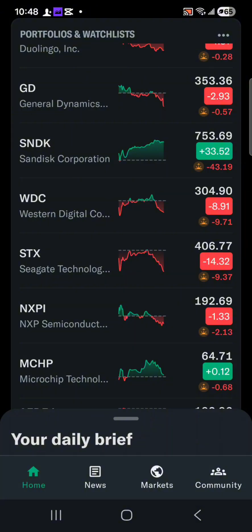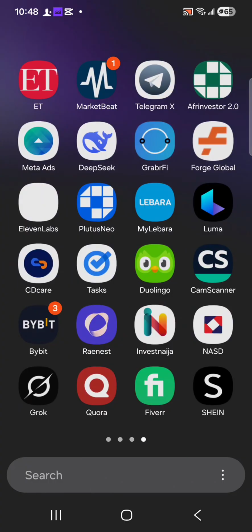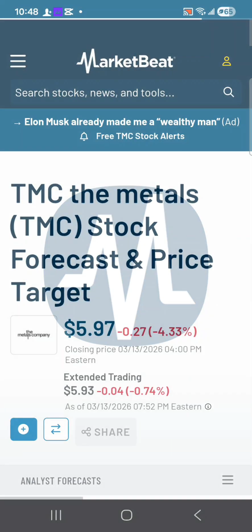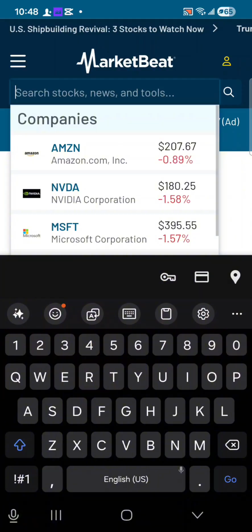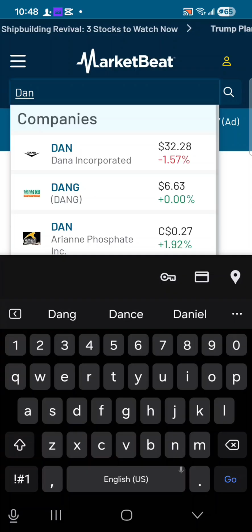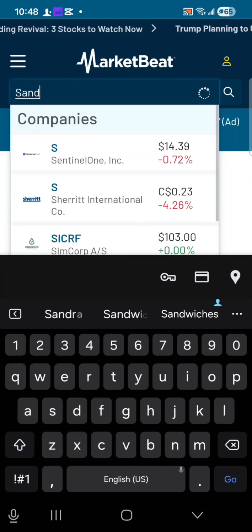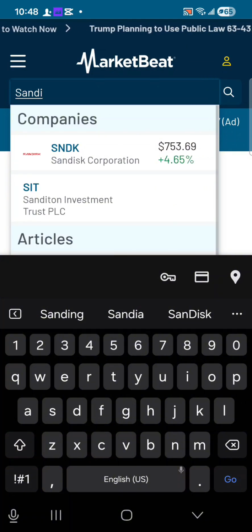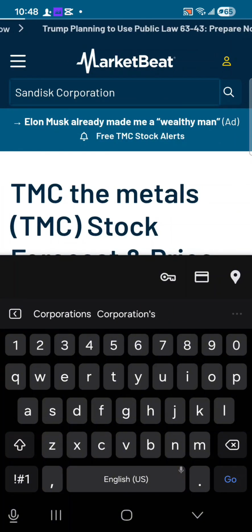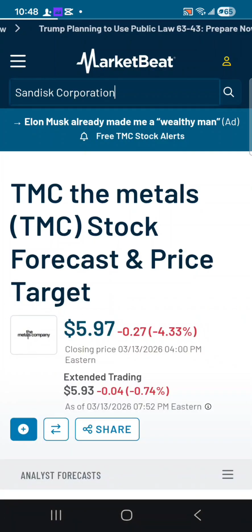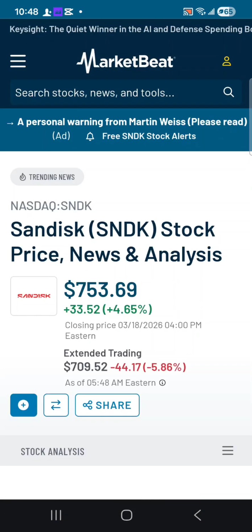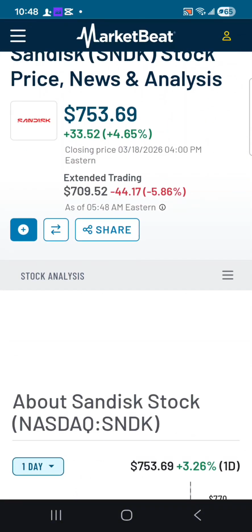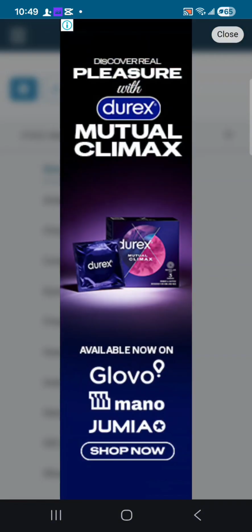Let me go and check what the projection for SanDisk is. I'm going to be using MarketBeat. I shared with you MarketBeat and how you can use it. I'm going to search SanDisk. Okay, see, this is SanDisk, SNDK. Now I'm going to check the analyst forecast.